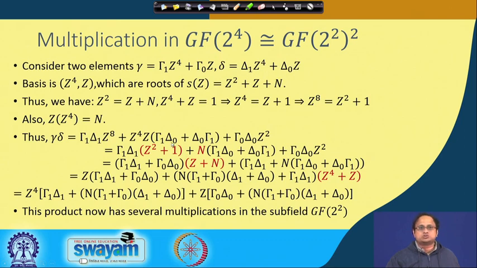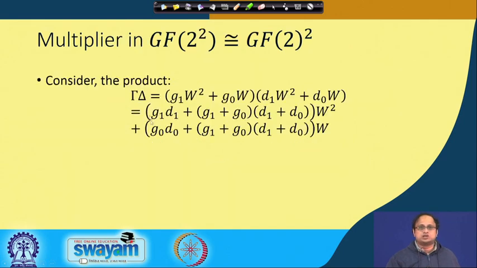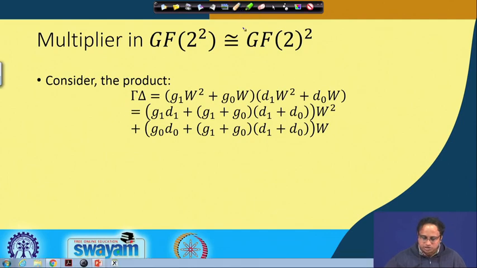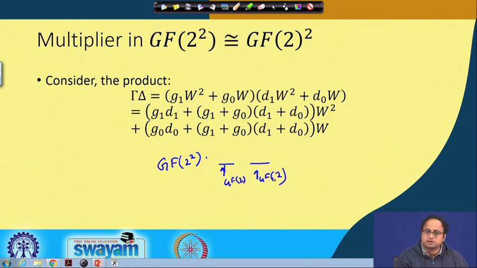So, now you need to do these computations, for example gamma 1 delta 0, which means you have to multiply in GF(2^2). How you do that is shown here. I take two elements in GF(2^2) and show how to do a multiplication. I take a gamma in GF(2^2), I take a delta in GF(2^2), and then I multiply them. Again, an element in GF(2^2) has two parts, and each of these parts is now in GF(2). So, this element is in GF(2), this element is also in GF(2).